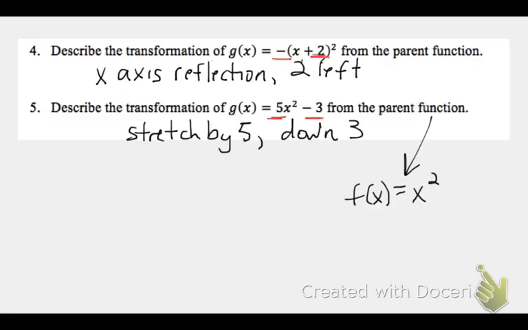Numbers 4 and 5, you want to describe the transformation. So I've underlined in red what has been added to the equation. Notice in 4 you have a negative out front, which will create an x-axis reflection, and when you add 2 to the input, you shift the graph to the left. On number 5, you have a 5 multiplying out front, which is a stretch by 5, and then the 3 being subtracted at the end will shift the graph down 3.